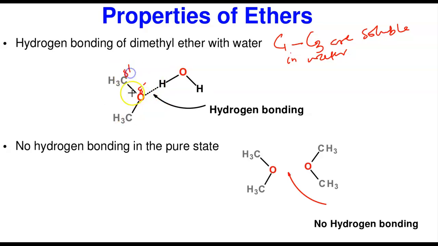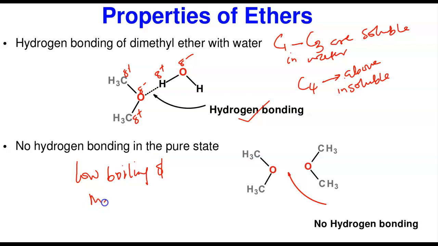Remember, this is partial negative, partial positive, partial positive, partial positive, partial negative. However, beyond C3, from C4 and above, ethers are insoluble in water, because the longer hydrocarbon chain outweighs the possibility of solubility in water. They form hydrogen bonds with water, as we can see here. In their pure state, when you only have the same molecules of ethers, they cannot form hydrogen bonds, because there's no hydrogen attached to the oxygen, it's just carbon. The significance of this is that, because they don't form hydrogen bonding, they have low boiling and melting points, lower than those of alcohols that do hydrogen bond in the pure state.